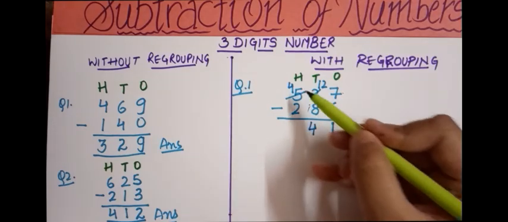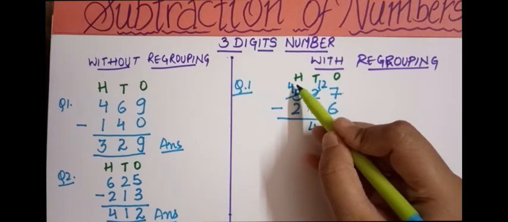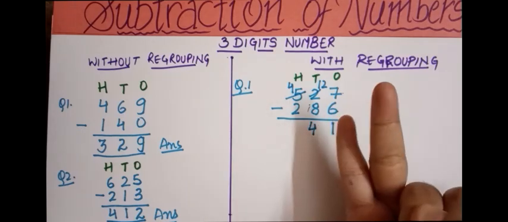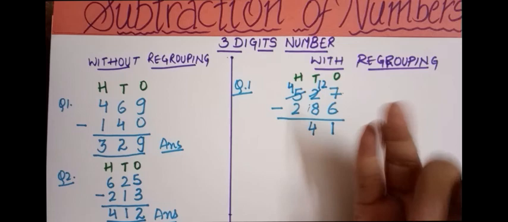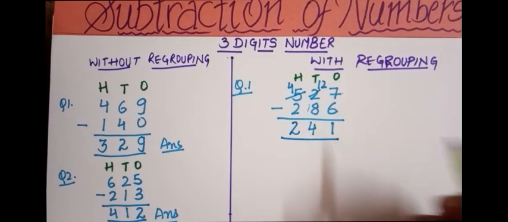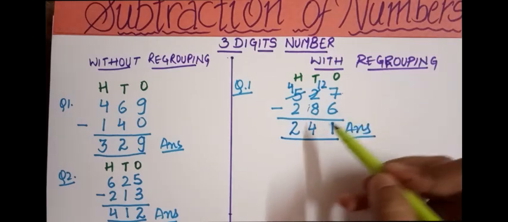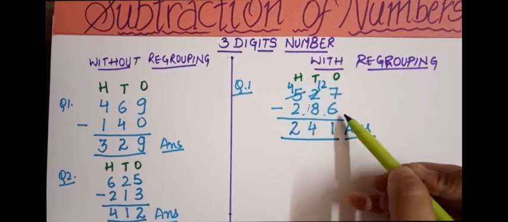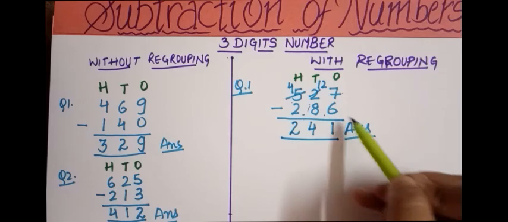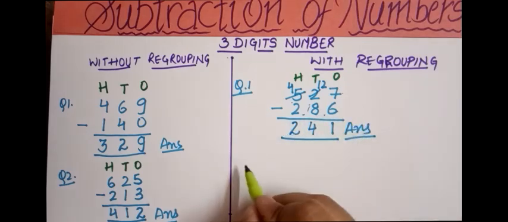Then moving on to the hundreds place. So here we have 2. We have to subtract 2 from this 4. So count forward 3, 4. So 2 fingers are open. That means we'll write 2 here. So that means the answer is 241. So here we have subtracted 286 from 527 and the difference is 241.